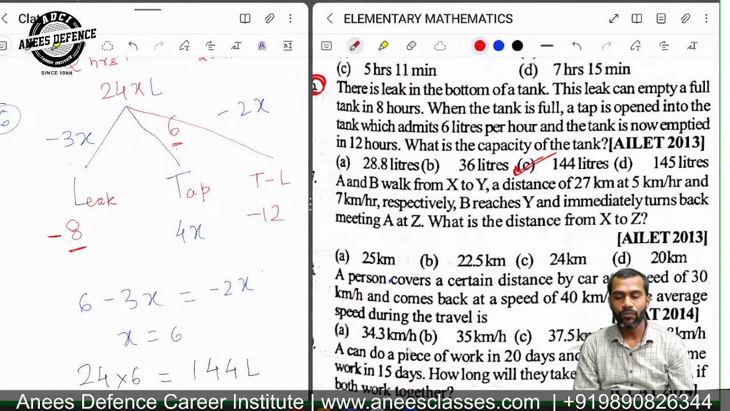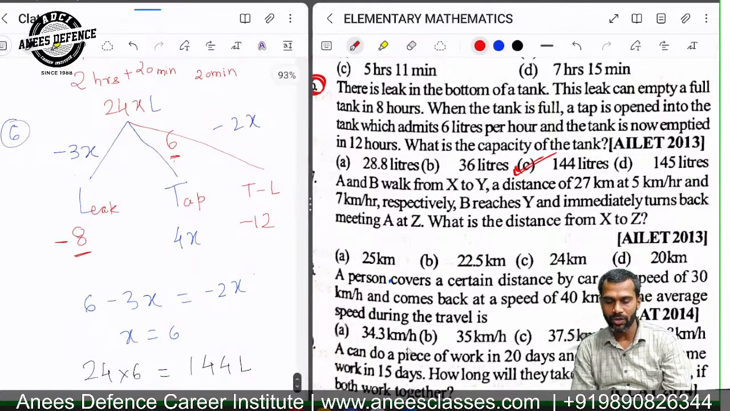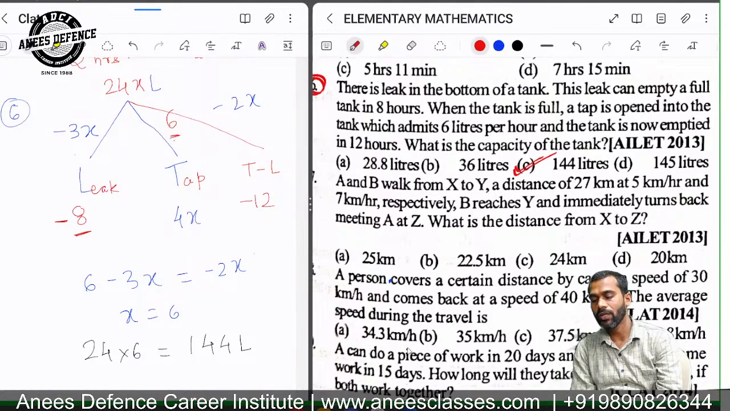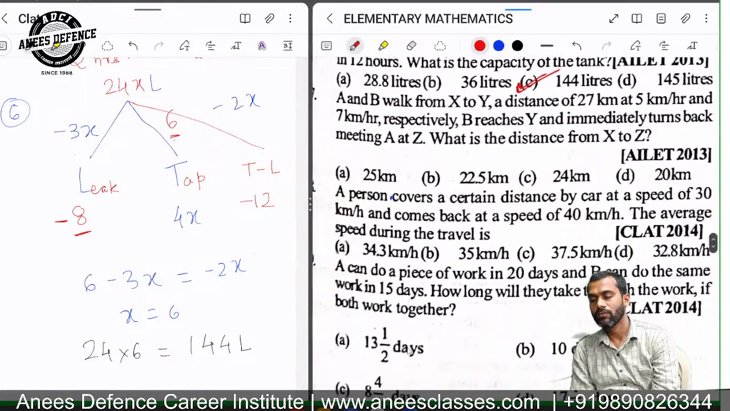Yes or no? We could have considered x only, but in that case, in the calculation, you may face fractions. Yes or no? So I have considered 24x because the LCM of 8, 6, and 12 is 24. So we haven't seen any fraction in the calculation. Yes, Purva, have you understood? Yes, sir. Okay. So please try question number 7.